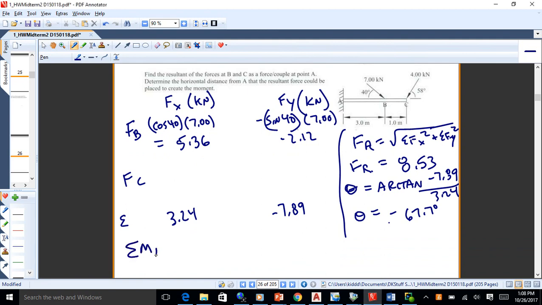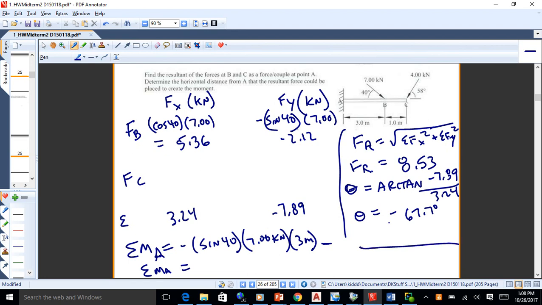And then you do the sum of moments too, if you like. So sum of moments about A, I think we need that. The only thing that's going to enter into this would be the y components there, right? So that'd be minus sine 40 times 7 kilonewtons times its moment arm, which is 3 meters. And that's going to be minus because it's clockwise. So when you add up all the moments, you got another term to put in there. What you get is negative 27.1 kilonewton meters. Okay.